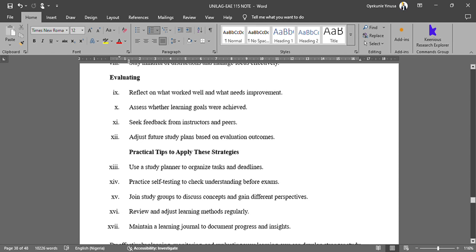The last strategy under that is evaluation. You must evaluate yourself. Reflect on what worked well for you, what needs improvement. You must reflect on that so that you always achieve your success. You must assess whether your learning goals were achieved. Yes, you must always assess that. Am I making progress? Am I getting A's?